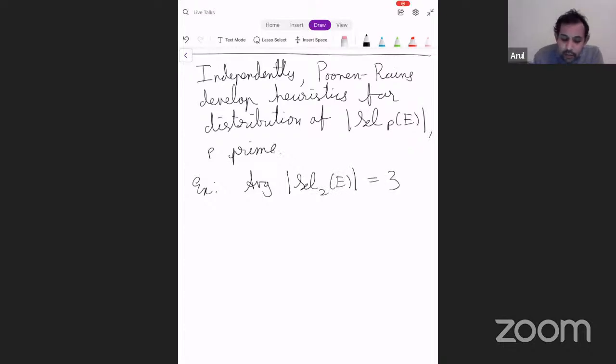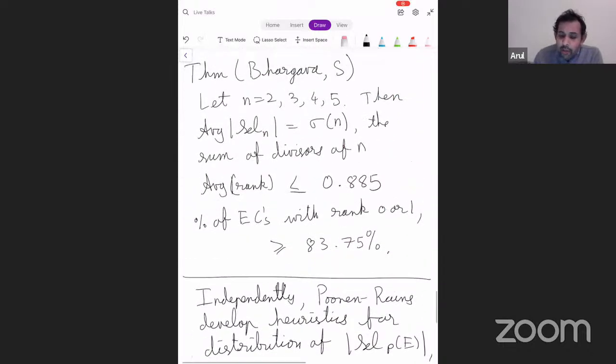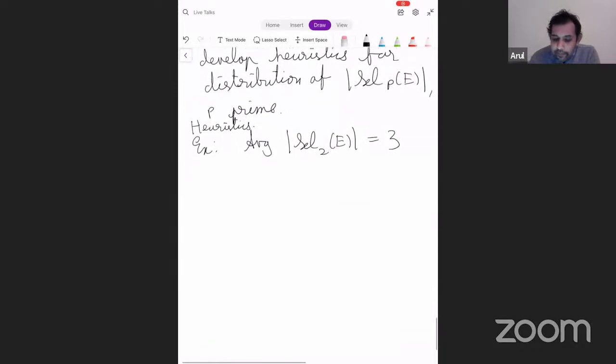So these are all heuristics. But this in fact is a consequence of this result. When n is equal to 2, then the average size should be the sum of divisors of n, which is 2 plus 1, which is 3. They predict, in fact, that the average size of the P-Selmer group for any prime P should be P plus 1.